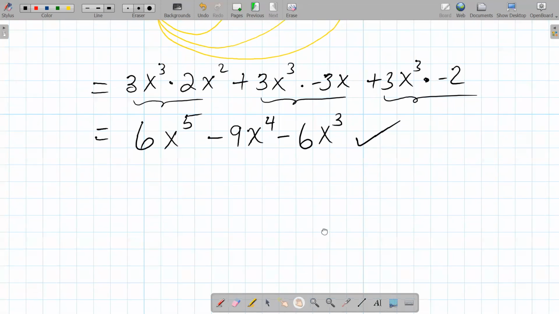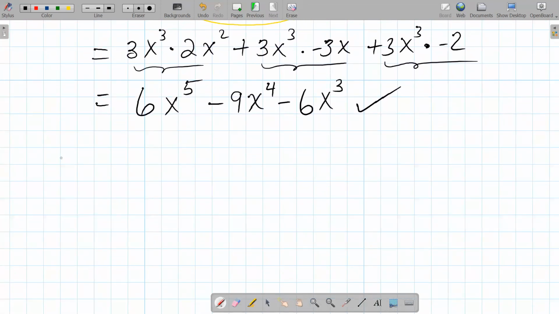Let's look at what we call the square binomial. Square binomial.